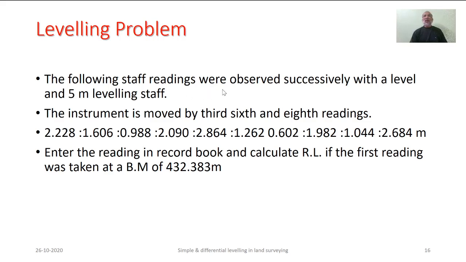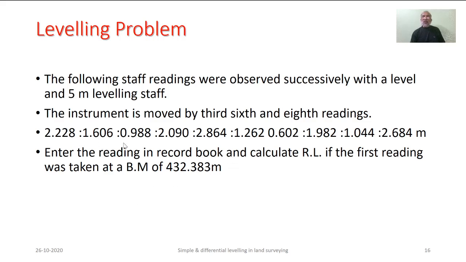So here the following staff readings were observed successively with a level and the staff which is having height of 5 meter. So instrument is moved after 3rd, 6th and 8th reading. Now the way you see, as we have taken the readings successively, there has to be some fixed relationship in the data. Say for example, if we are working on continuously sloping ground, the reading should go on increasing continuously. If we are working on continuously rising ground, the reading should go on decreasing continuously.